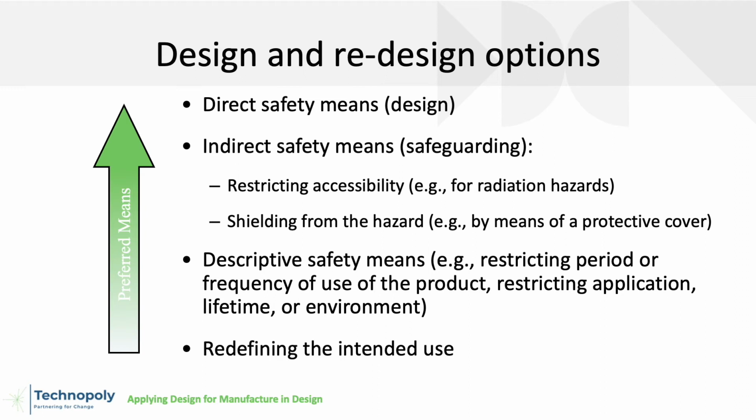The next step is you might want to restrict the use of the product in terms of how often you use it, or when you use it, or where you use it, so that the product becomes capable of performing. The next level, which is what we call the indirect safety means at the third level, is when you do some safeguarding so that when they use it, it will still not allow people or machines to make mistakes. And finally, is to fully design into the product so that it becomes safe and easy to use and manufacture.